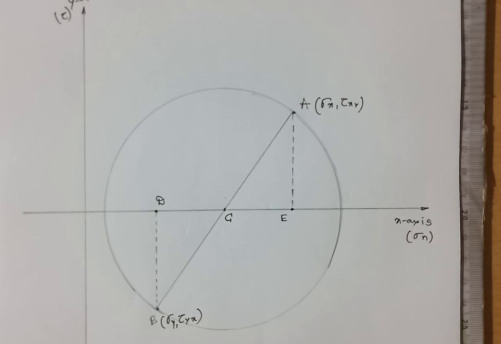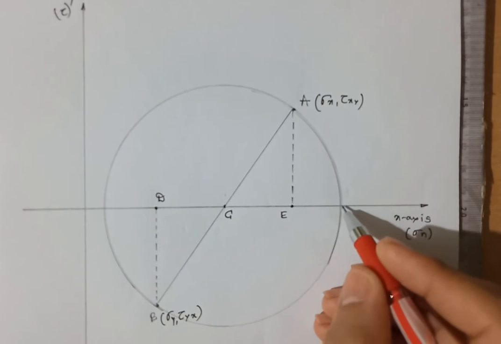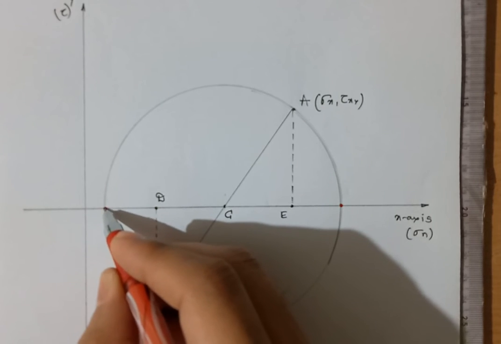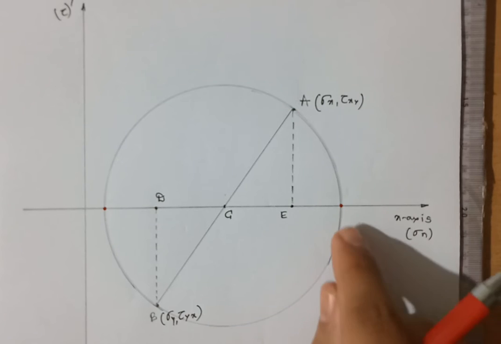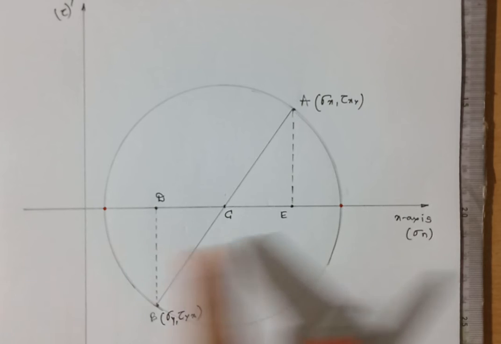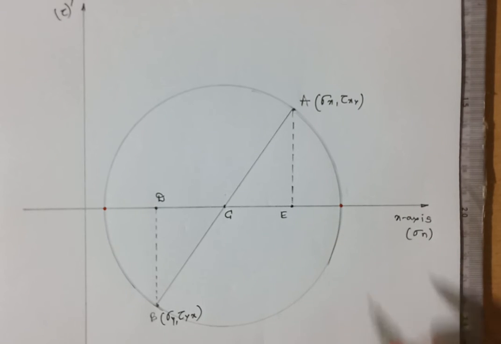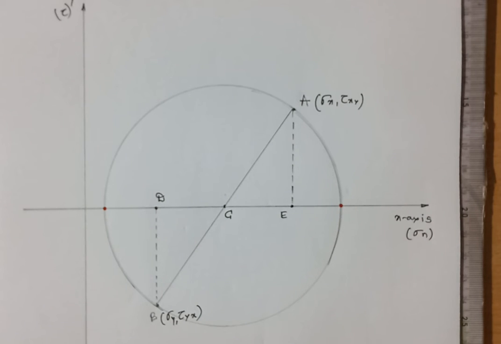So which are the points where shear stress will be 0? There are 2 points where shear stress will be equal to 0. This is my first point where shear stress will be 0, and this is my second point where shear stress will be equal to 0, right? Because shear stress is on the y axis, the value of any point on the x axis will have its y coordinate equal to 0. So this is the first point and this is the second point, or you can say this is the first plane and this is the second plane. These two are my principal planes.